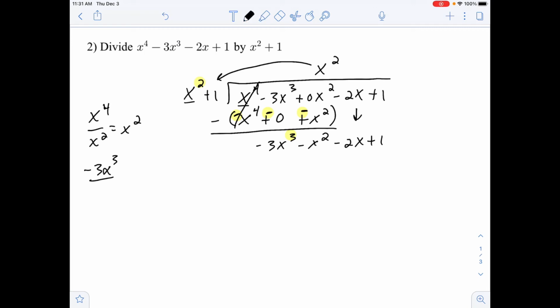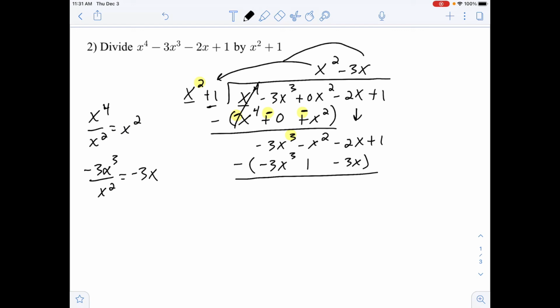So negative 3x to the 3rd over x squared is negative 3x. So we're going to line that up. Multiply. And then we're going to subtract it. So it's going to be minus 3x to the 3rd. Then negative 3x times 1 is minus 3x. So again, we're missing this term in here, so I'll put a 0. We're going to change the signs. So all those signs are changing. That goes. This becomes negative x squared. This becomes plus x. And then we're going to bring down the 1.